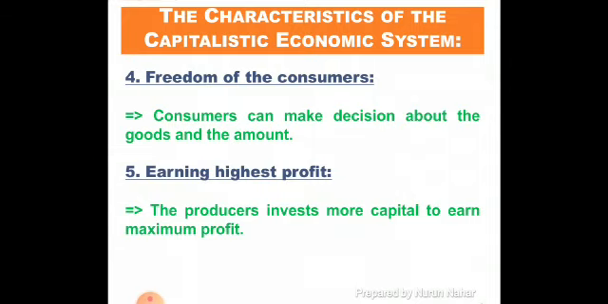The fifth point is earning the highest profit. In the capitalistic economic system, the producer's objective is to earn maximum profit. From this point of view, a producer can invest more capital to earn more profit. Investment means using new capital goods with the existing capital goods. When the producer uses more capital goods with the existing capital goods, his expectation of earning the highest profit will increase.